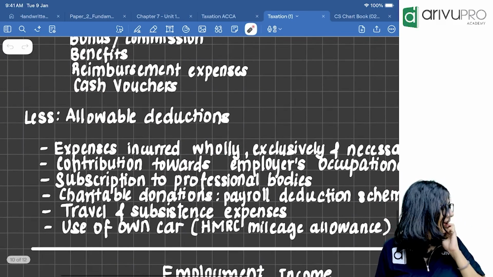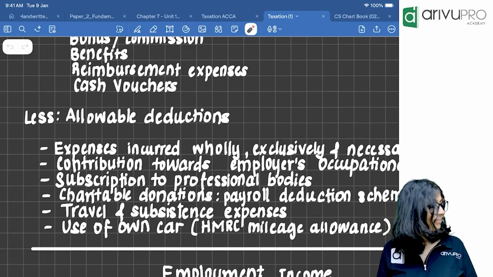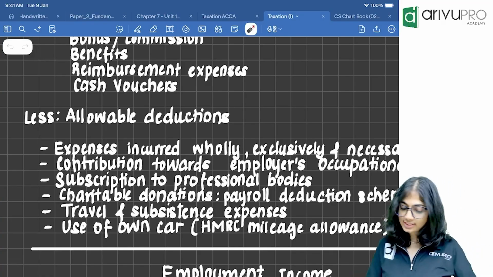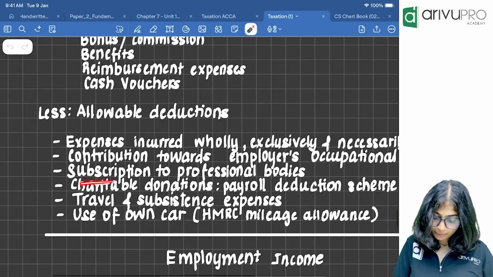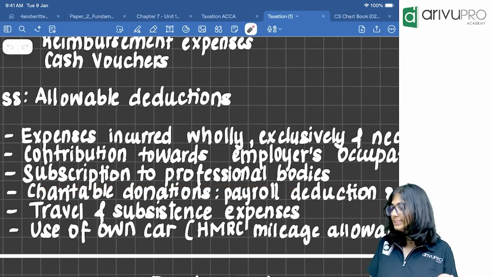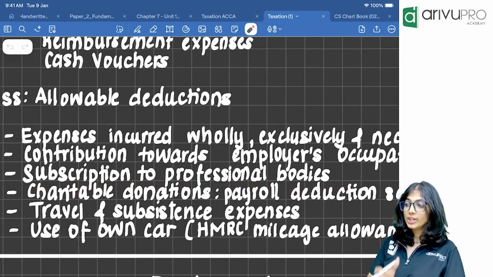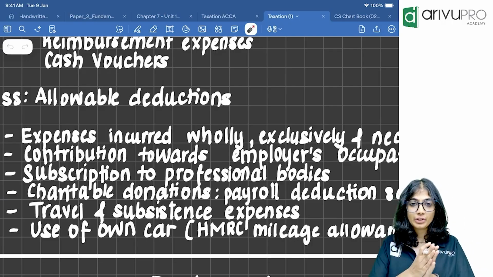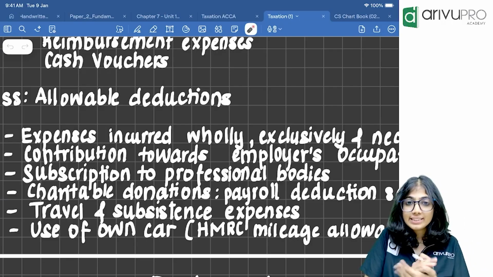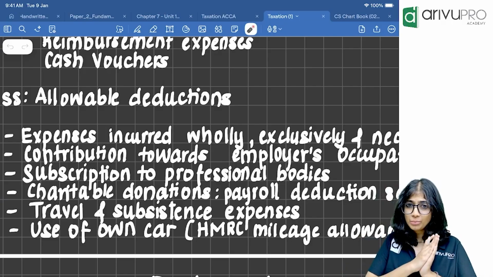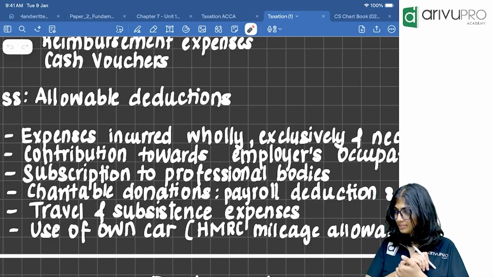Okay? That being said, next, if you look at subscription to professional bodies, you're an ACCA member. Now, you're not an ACCA member, but you are enrolled into that professional body. ACCA is a professional body. ICAI is a professional body if you are learning CA. IMA is a professional body if you're doing CMA or CPA, right?